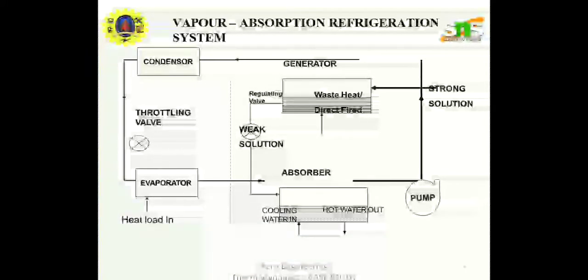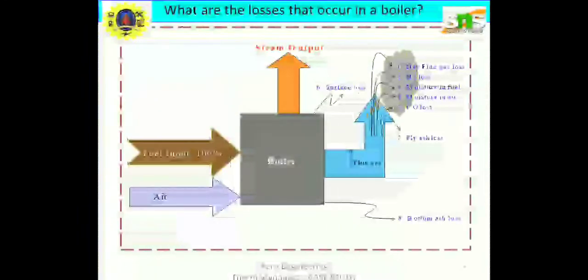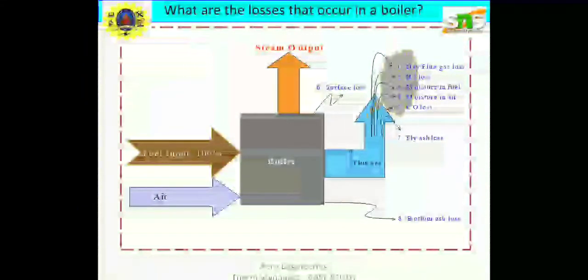The water heater is used for steam formation. These are the losses that occur in a boiler. The first is the dry flue gas loss, then H2 loss, moisture in fuel, moisture in air, CO loss, fly ash loss, and bottom ash loss. These 8 losses occur in boiler operating systems.